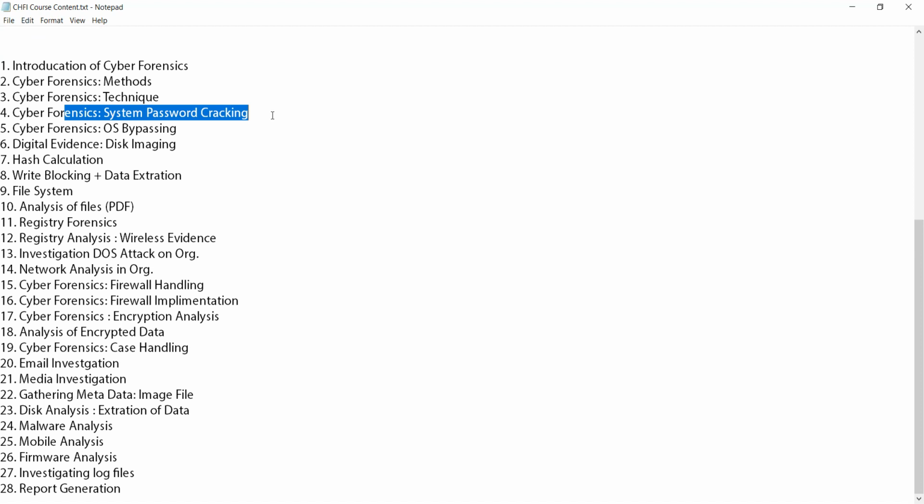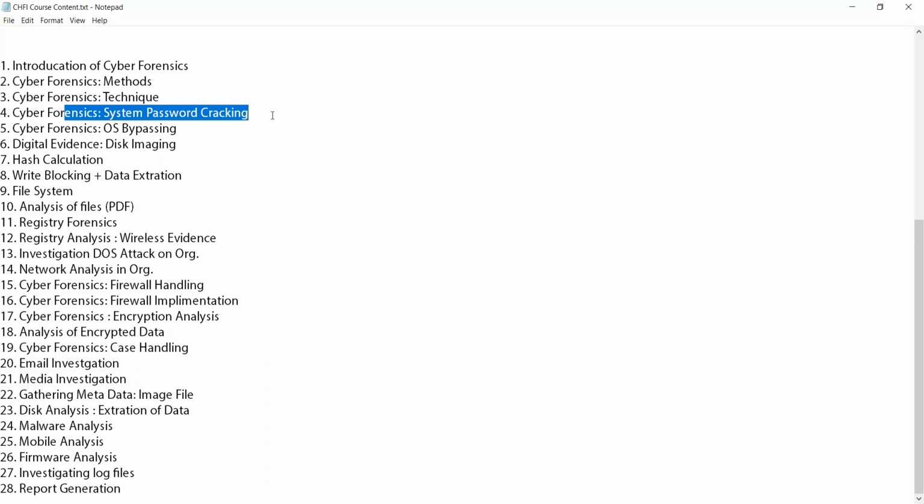The next part is media investigation, and in media investigation we can get some data from the media. These are all part of media investigation in modules 21 and 22: gathering metadata about the image file. In that we gather data which is available on the disk, behind the image file. You can gather this type of data, which is called gathering of metadata about the image file, as well as disk analysis and extraction of data.